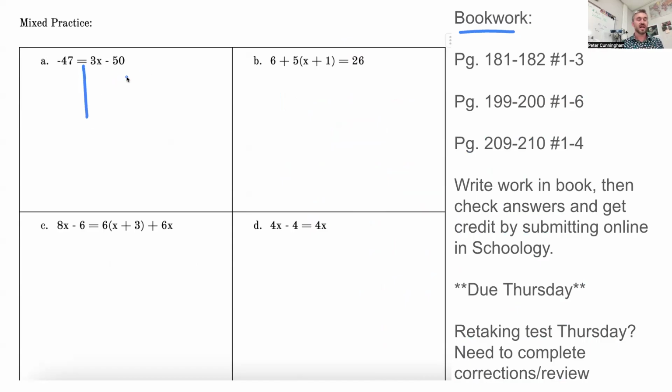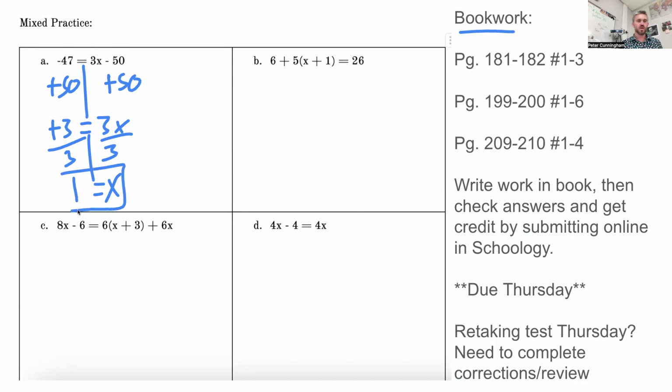Two-step equations. Get x alone. Anything we can do to get x alone. Okay, currently I get rid of that. So now I have +3. Almost got me there. +3 equals 3x. Divide both sides by 3. Now you got x equals 1.